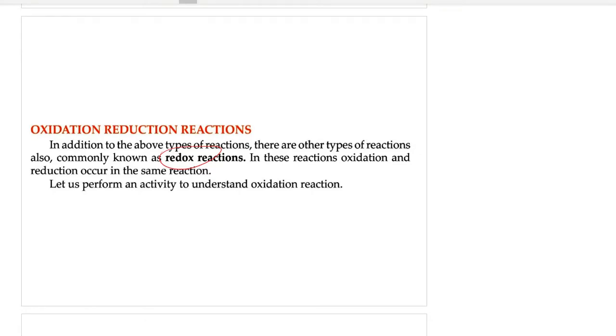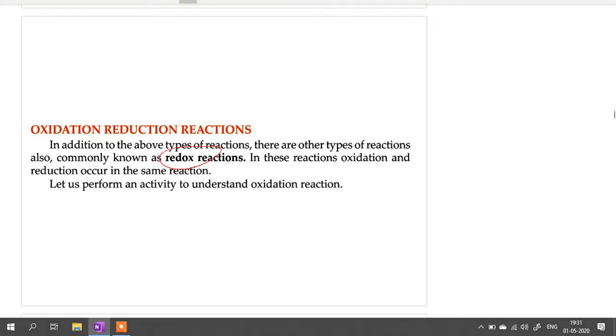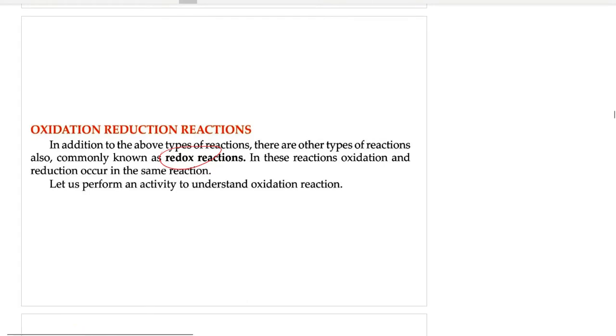Also, it is a little bit confusing. Many students don't understand the concept behind oxidation and reduction reactions. Today we are going to study this particular type of reaction in detail, in depth, and I hope all your doubts will get cleared, all your concepts will be completely cleared. Right, let's begin.